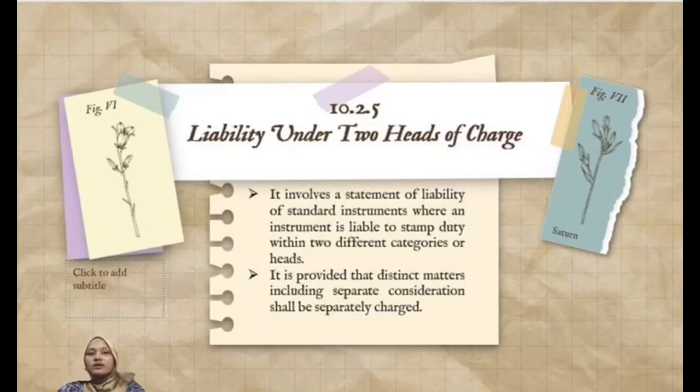Liability under two heads of charge. This involves a statement of liability of standard instruments where an instrument is liable to stamp duty within two different categories or heads. It is provided that distinct matters, including separate consideration, should be separately charged.